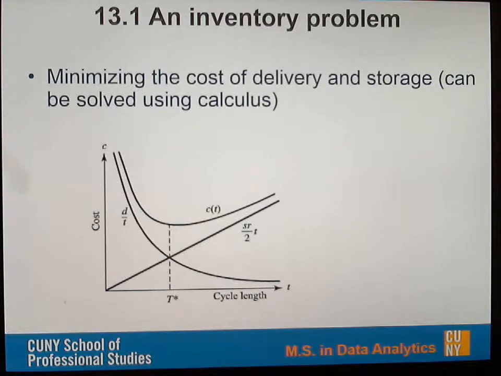So we talked about this inventory problem earlier in the textbook, and the total cost is a minimize of the cost of delivery and storage cost. So assume that this is a delivery cost and this is the storage cost, and then this is the total cost. How can we find the minimum point, i.e. the optimal between the cycle and cost, so that we can minimize the cost.